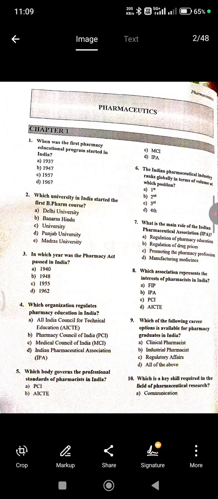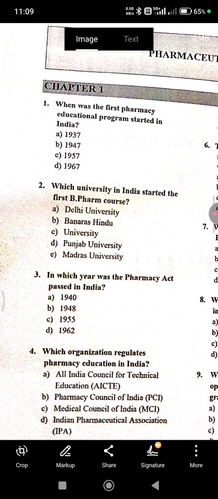Today we are discussing the question pattern for the upcoming Drug Inspector APSC examination 2026. So let's get started. The answer copies of all these questions.